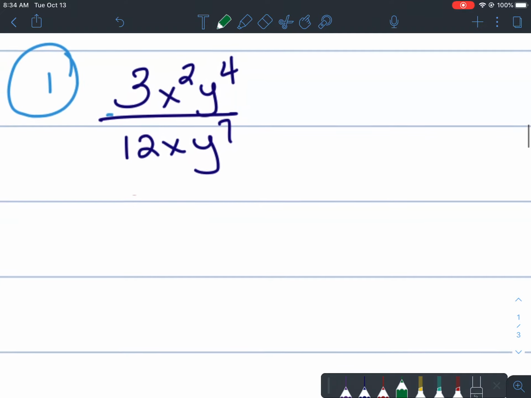All right, here we go. Let's take a look at number 1. Again, you can line these up. They're already lined up, so we can see our coefficients, 3 over 12, which is 3 divided by 12. Then we'll deal with x squared divided by x, and then y to the fourth divided by y to the seventh. I like to break it up just because it's a little bit easier for me to see.